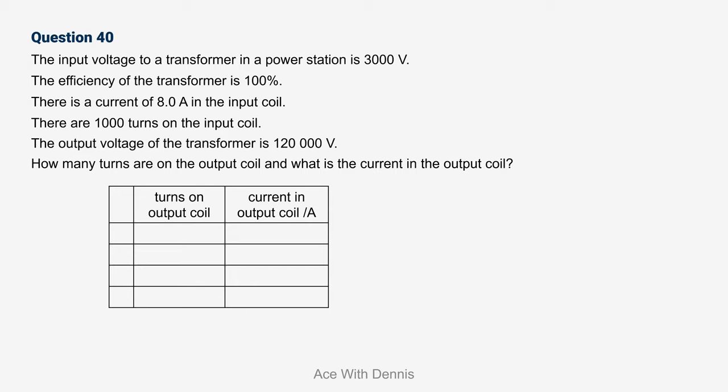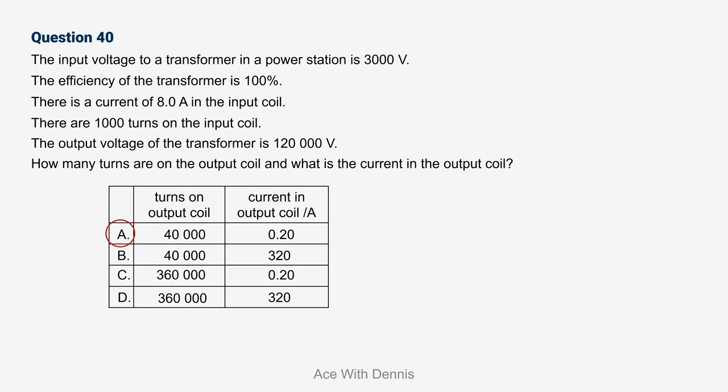So here are the options for turns on the output coil and current in the output coil in amperes. A. 40,000 and 0.20. B. 40,000 and 320. C. 360,000 and 0.20. Or D. 360,320. The answer is A, 40,000 turns on the output coil and 0.20 amps for the current in the output coil.